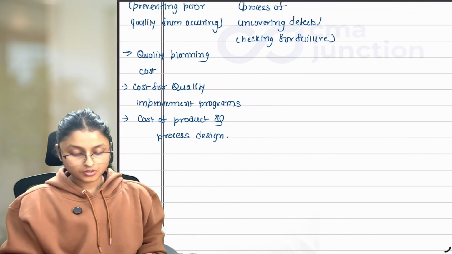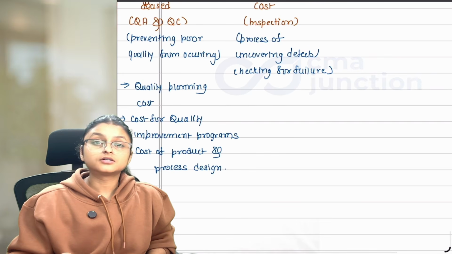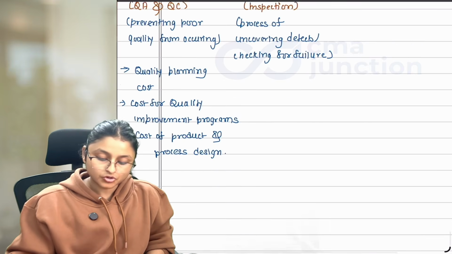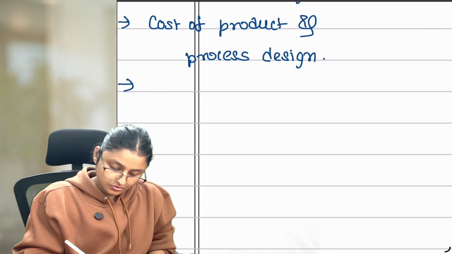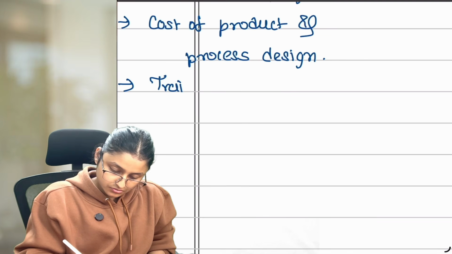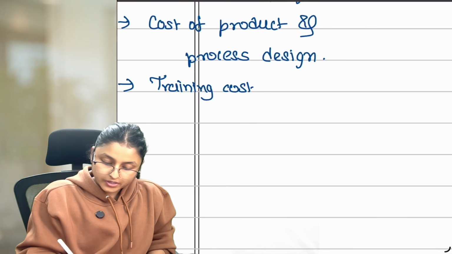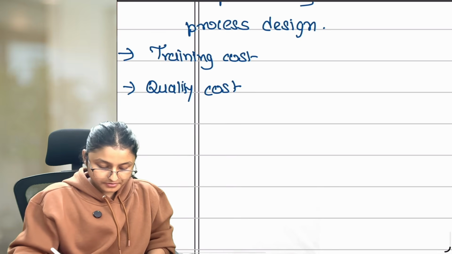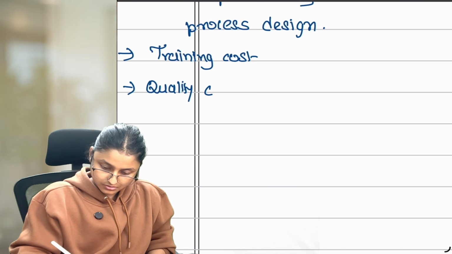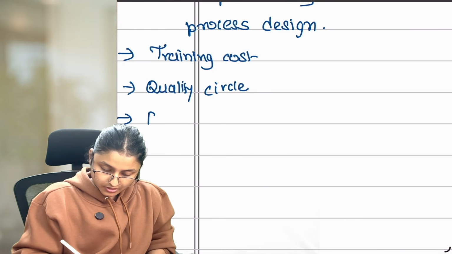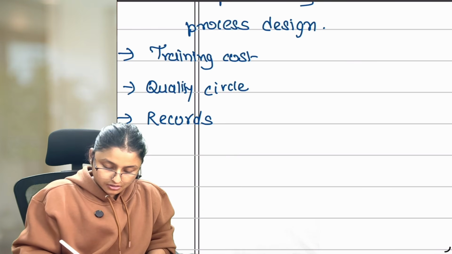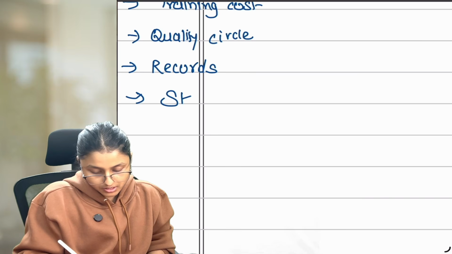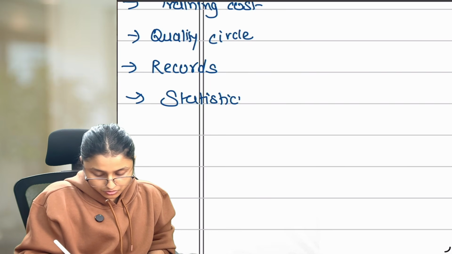Just try to recall what all things can come in it, like the training cost of the worker so that they can make sure quality defects do not arise in between. So training cost, quality circle where we are making a group of workers who are going to make sure that quality is achieved. Quality circle. Next, we are going to make records so that we can check what all quality programs are working for our organization and what all are not working. Next, statistical process control.